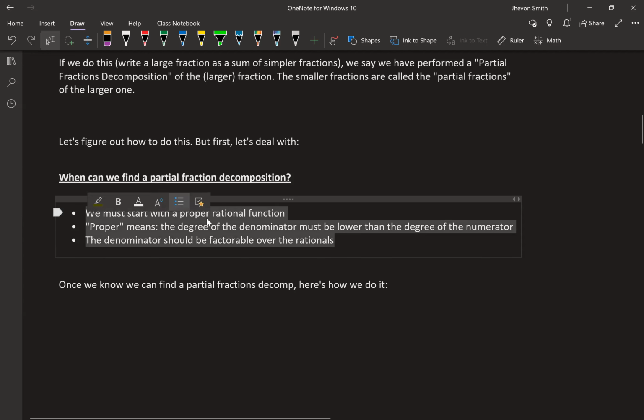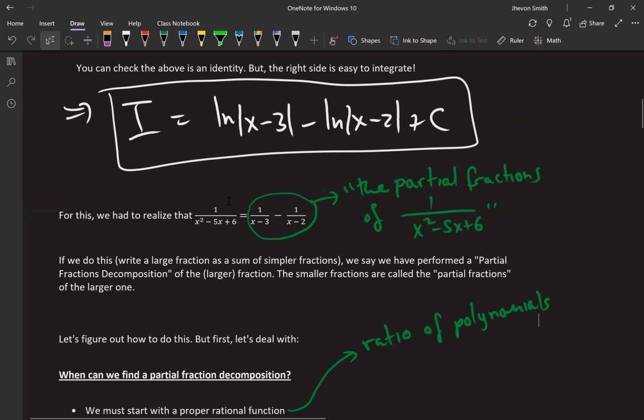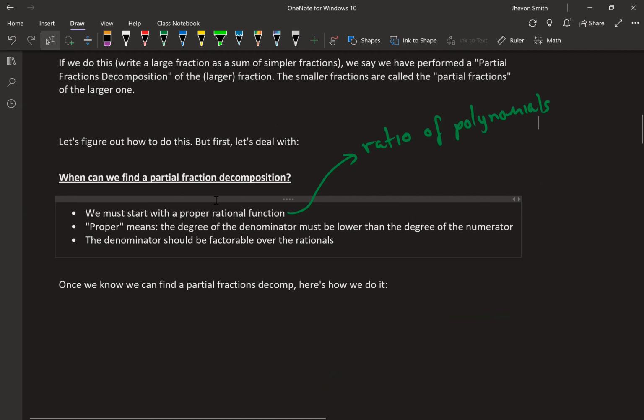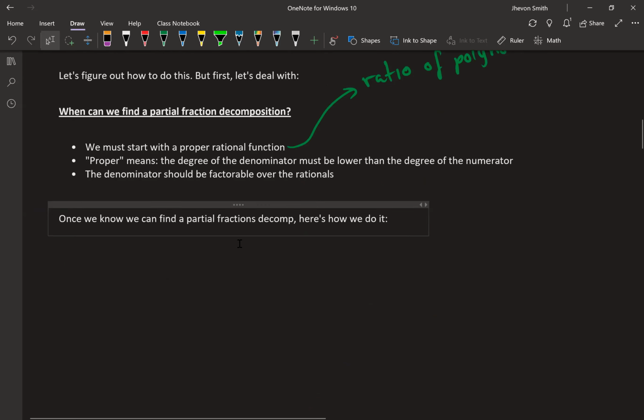Another thing is you have to have a proper rational function. So first of all, it has to be a rational function. Remember what rational function means? Rational function means it's a ratio of polynomials. So you have to have one polynomial divided by another. For example, if I had 1 over the square root of x squared minus 5x plus 6, then we're out of luck. Then we have to do the trig sub, right? However, here I had one polynomial, which is 1, divided by another polynomial. So if I have a ratio of polynomials and the denominator factors, that's good.